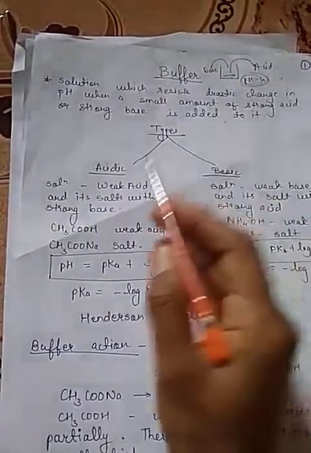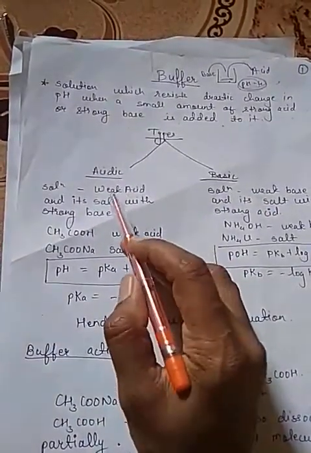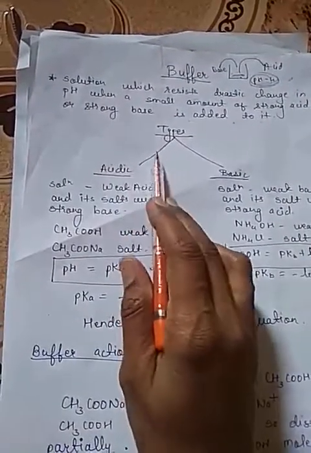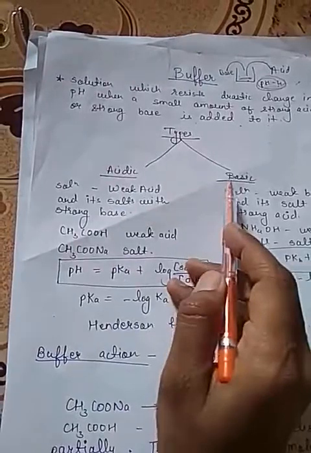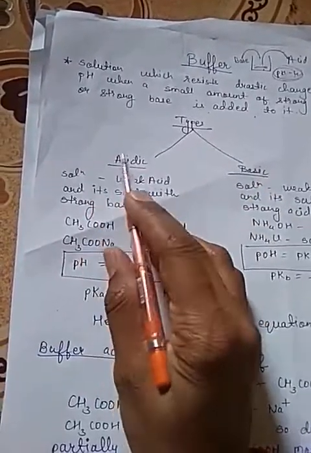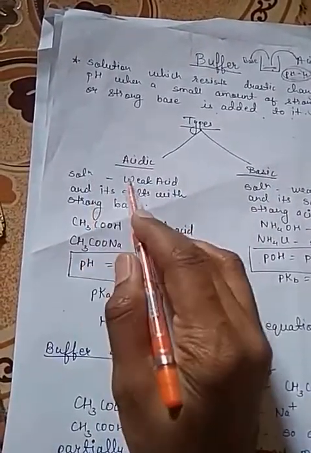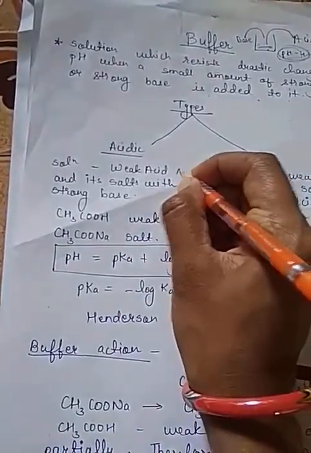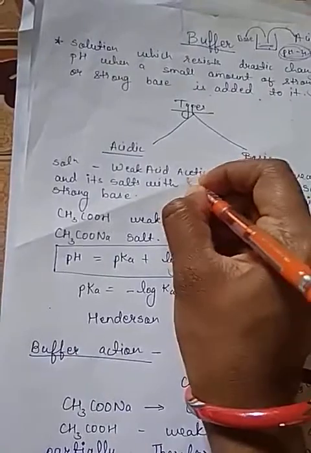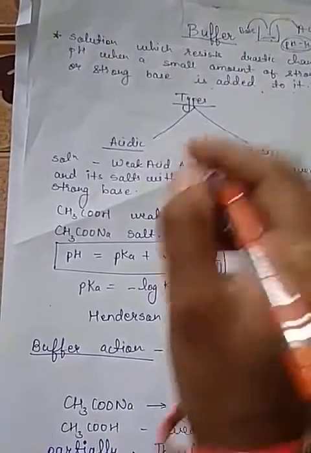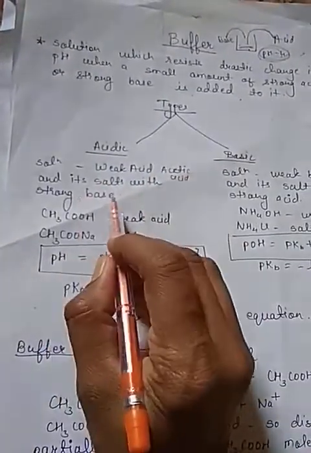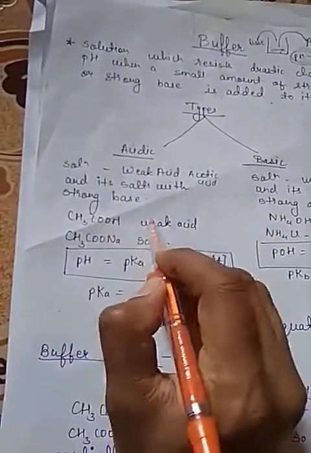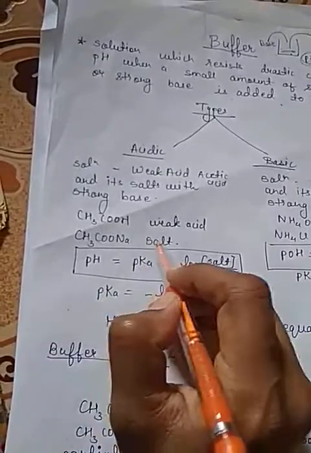We have already studied different types of salts: salt of strong acid and weak base, salt of weak acid and strong base. In the same way, acidic and basic buffers are prepared from these. For example, an acidic buffer is a solution of a weak acid. You all know one weak acid, acetic acid, isn't it? So this is acetic acid and its salt with a strong base.